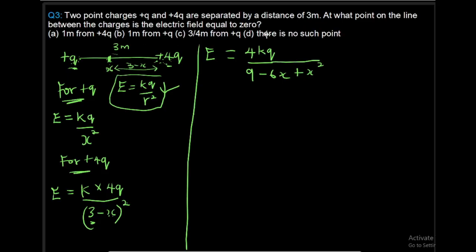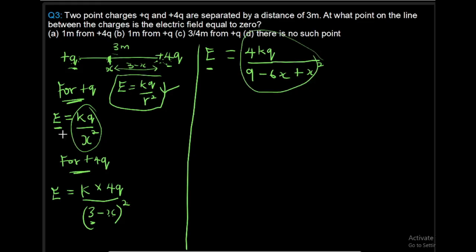Alright, remember they said at what point on the line between the charges is the electric field equal to 0. We don't know the point, so we label it as x. So at point x, both charges will have electric field 0. In other words, both charges will have electric field equal. Now, since both charges at point x are equal, we can simply equate the electric field of this with the electric field of this, and then we'll simplify and get our answer.